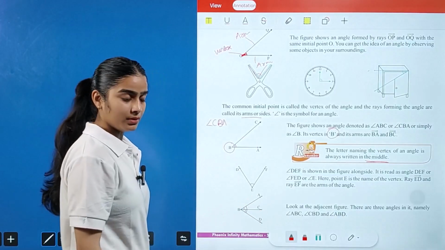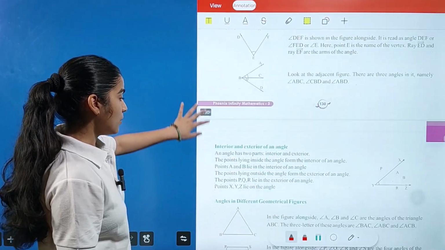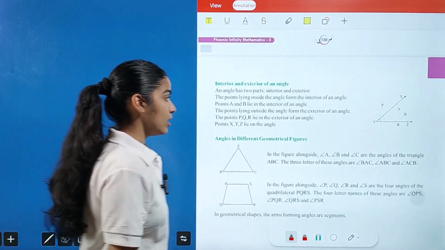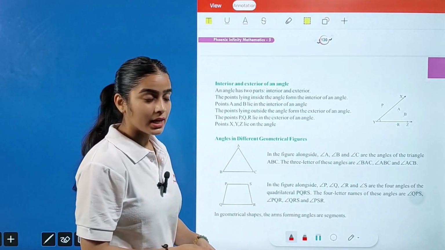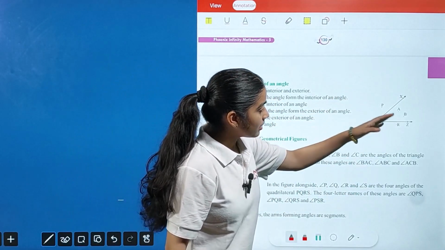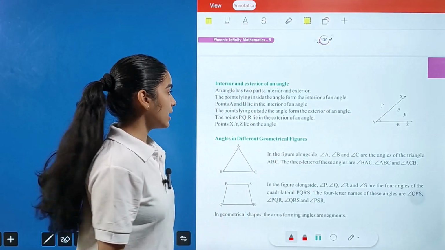You can write them like this. Okay. Now, interior and exterior of an angle. So these points A and B are the points which lie inside your angle, and P are the points which lie outside of the angle.